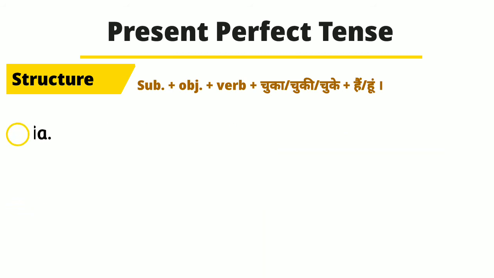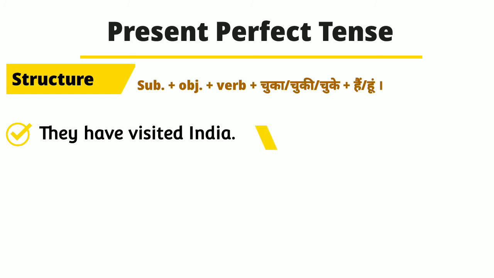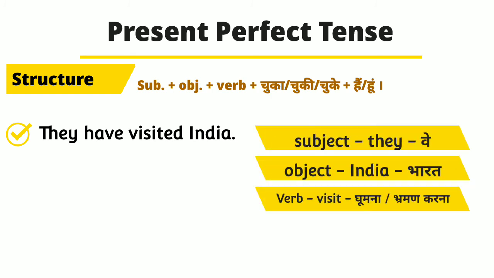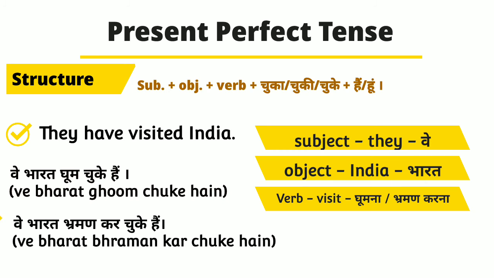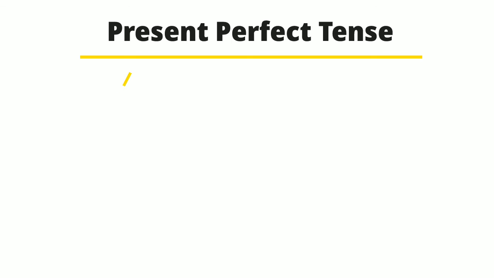Next, they have visited India. They means वे. Subject is they, object India means भारत, verb visit means घूमना या भ्रमण करना, वे भारत घूम चुके हैं और we can say वे भारत भ्रमण कर चुके हैं. Here the first is for an informal situation and the second is for a formal situation. वे भारत भ्रमण कर चुके हैं.